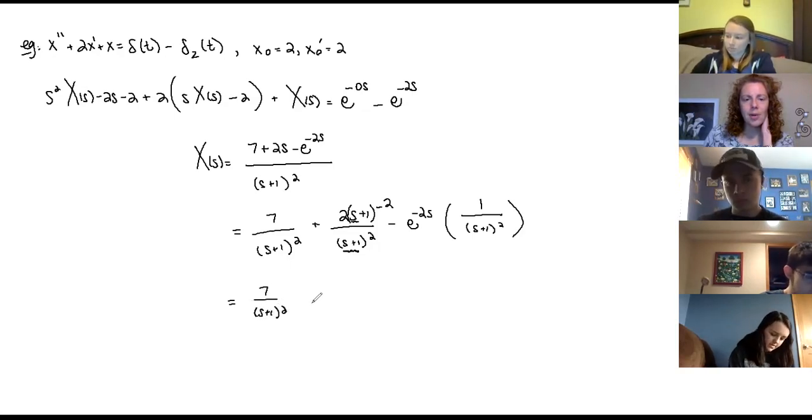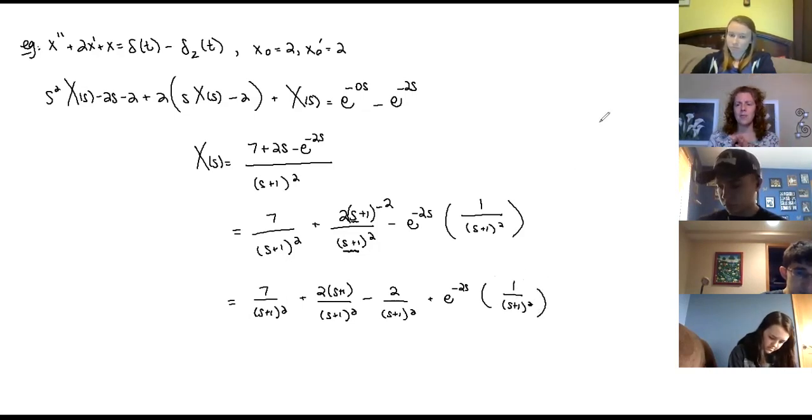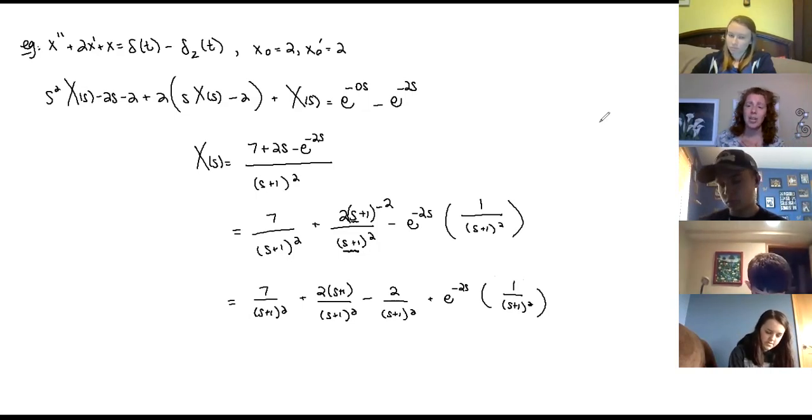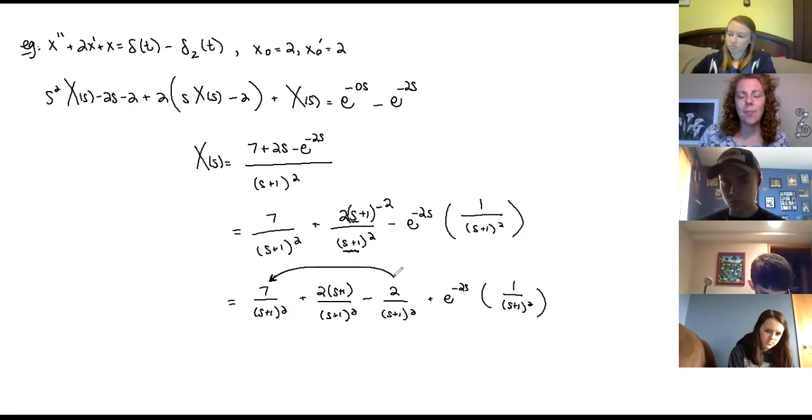7 over s plus 1 squared, plus 2 times s plus 1 over s plus 1 squared, minus 2 over s plus 1 squared, and then that last part with e. We're going to split into 4 pieces, but we can combine piece number 1 and piece number 3. So I can combine pieces number 1 and 3, and that will give me a 5 on the top.